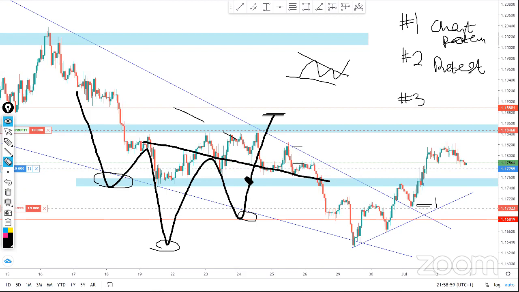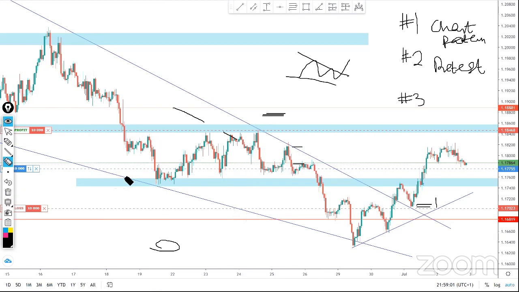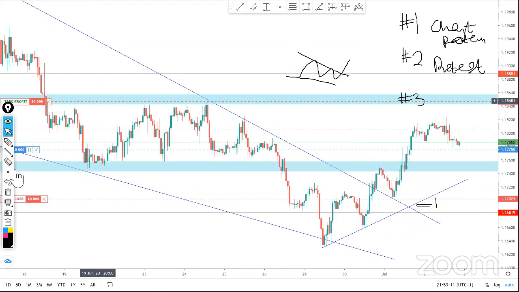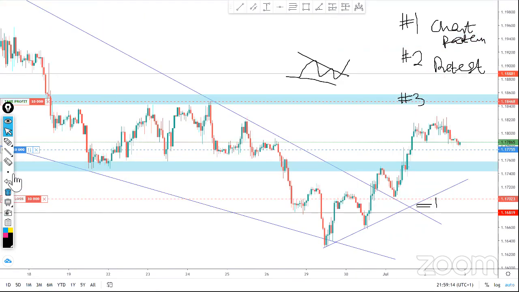Okay, let's wipe this out right here. Get this off, get this off. So we have the chart. I'm going to zoom in on this. Okay, so right here, this is good now.